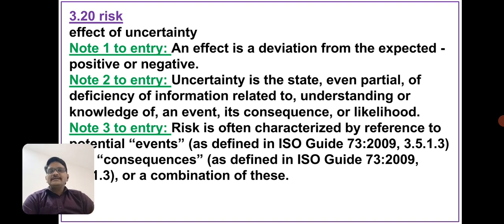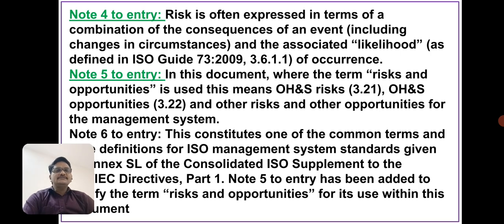Uncertainty is the state, even partial, of deficiency of information related to understanding or knowledge of an event, its consequences or likelihood. A risk is often characterized by reference to potential events, which are defined in other ISO guide documents. And risk is often expressed in terms of a combination of the consequences of an event and the associated likelihood.